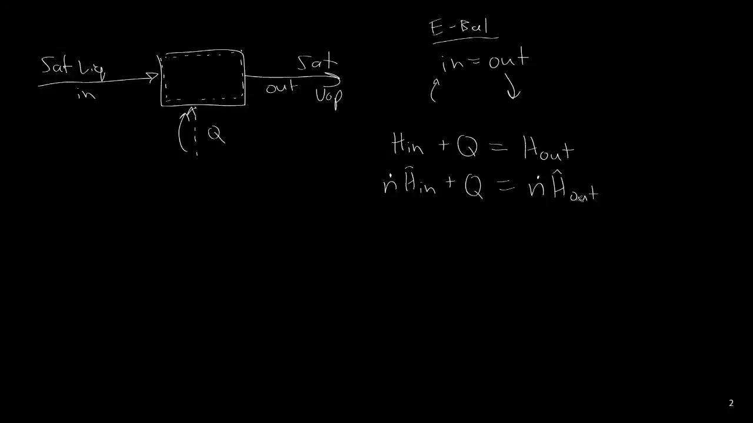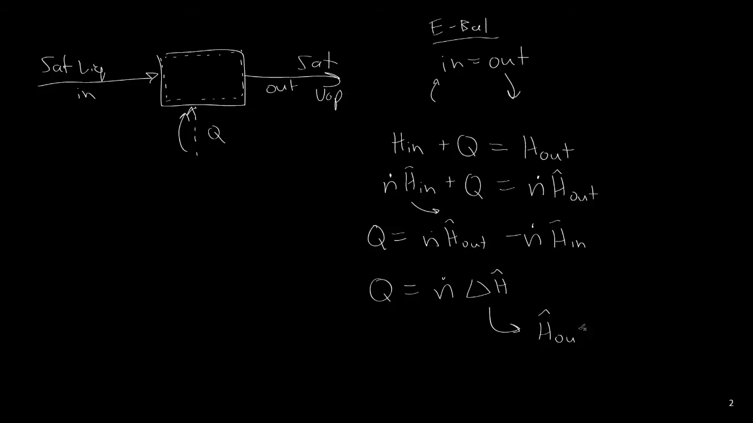Now what we want to do is figure out how we can actually solve this problem and figure out how much energy it will take to perform a particular chemical process. So what we're looking for is rearranging the equation to solve for Q, in which case we can move this to the other side of the equation, where we have n dot h hat out minus n dot h hat in. Oftentimes we write this in a more compact form, n dot delta h hat, where the delta h hat is h hat out minus h hat in.